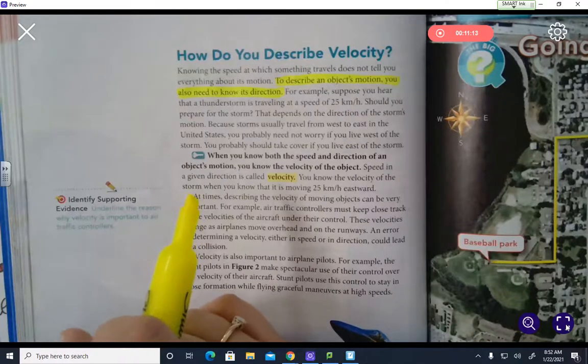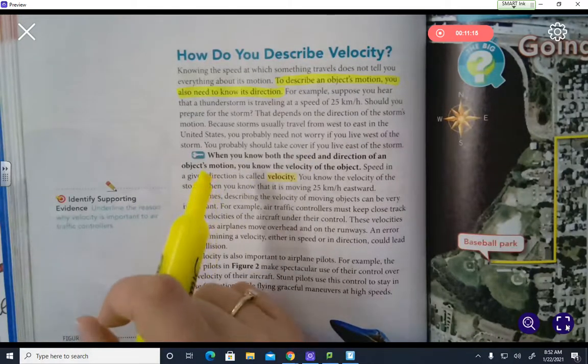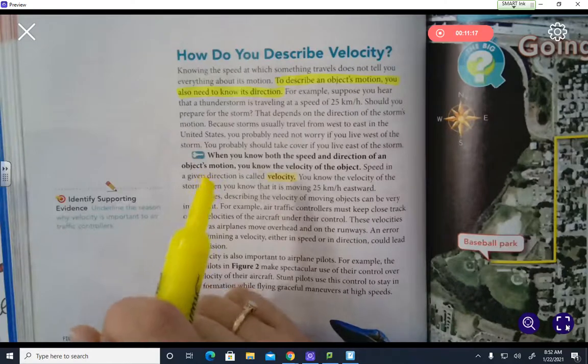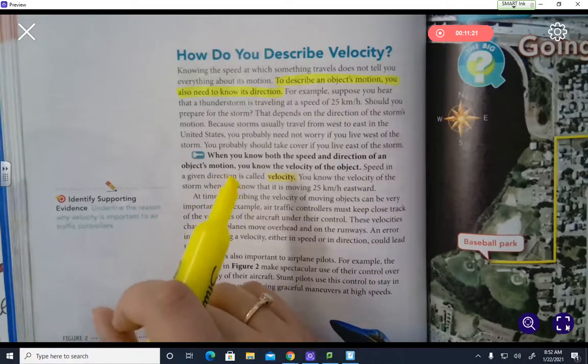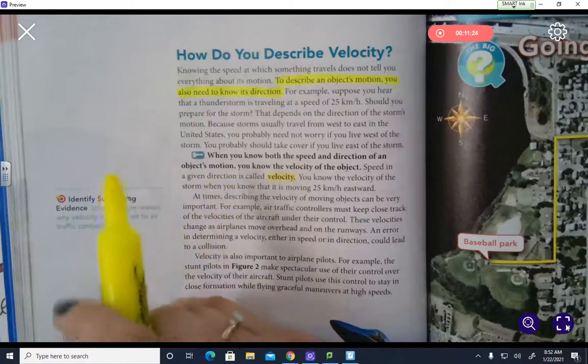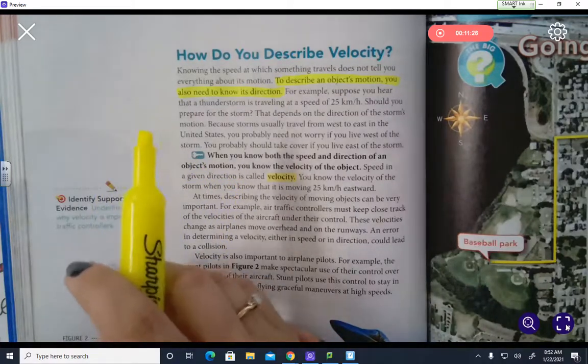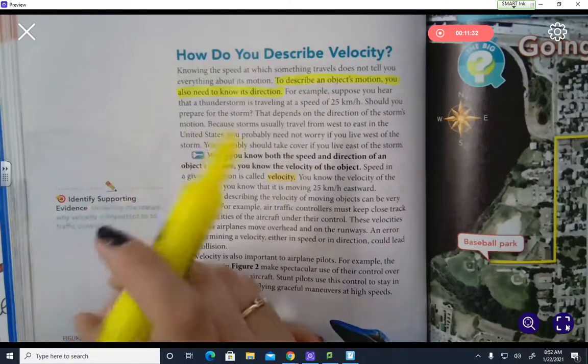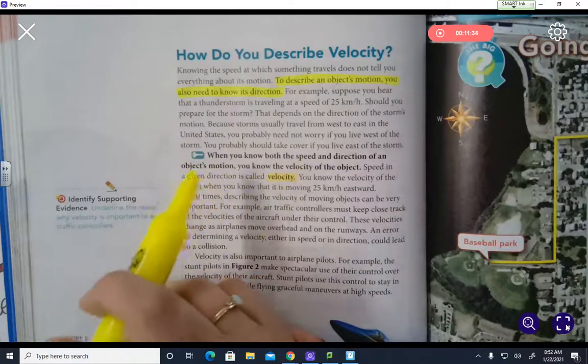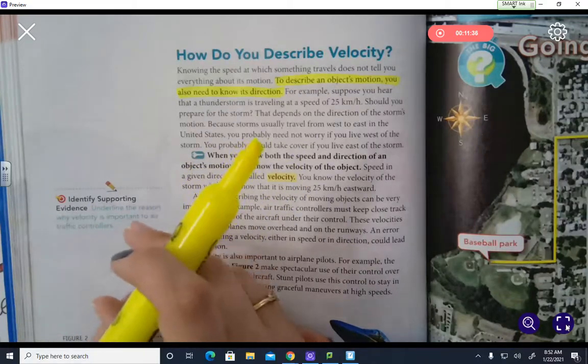For example, suppose you hear that a thunderstorm is traveling at a speed of 25 kilometers per hour. Should you be prepared for a storm? That depends on the direction of the storm's motion. Because storms usually travel from west to east in the United States, you probably need to worry if you live east of the storm. You need not worry if you live west of the storm. You probably should take cover if you live east of the storm.